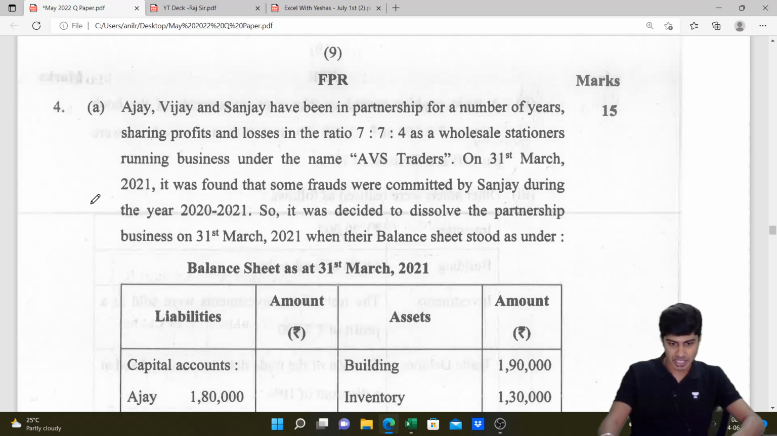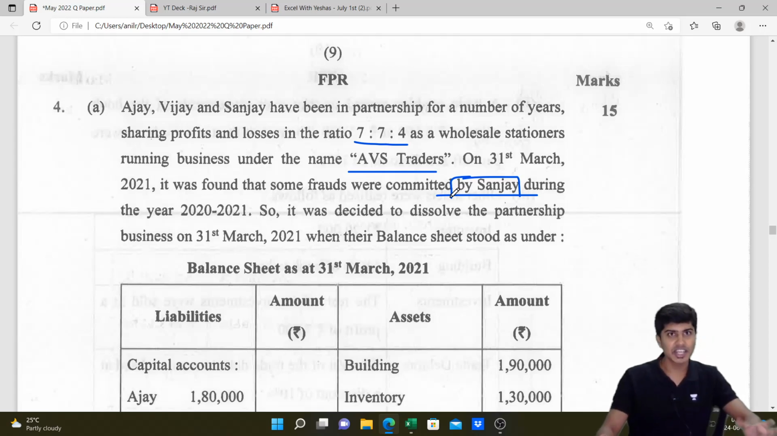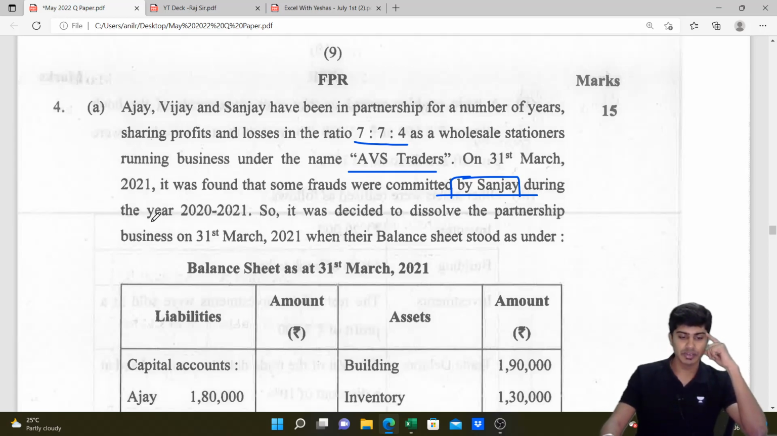Ajay, Vijay and Sanjay have been in partnership for a number of years, sharing profits and loss in the ratio 7:7:4, as wholesale stationers running business in the name of AVS Traders. On 31st of March 2021, it was found that some frauds were committed by Sanjay. Sanjay has done some financial frauds within the organization. During the year 2021, it was decided to dissolve the partnership firm by mutual consent.